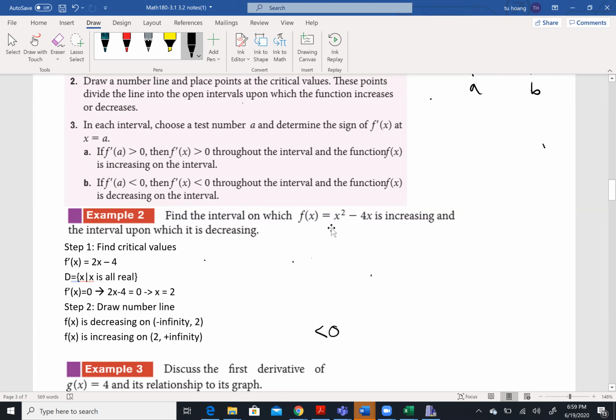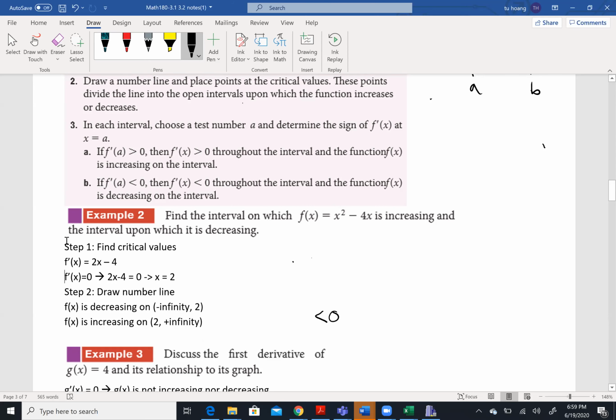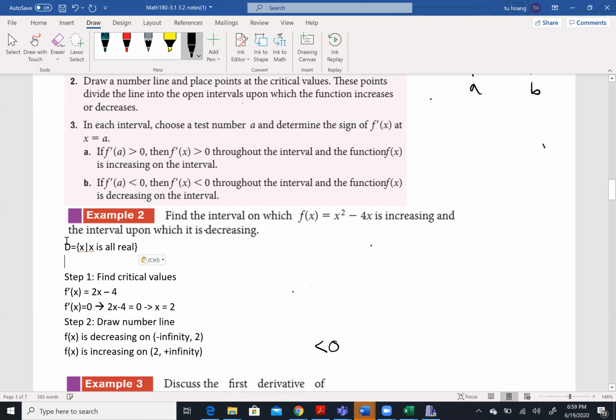Let's say find the interval on which f of x equals x squared minus 4x is increasing, and the interval on which it is decreasing. Okay. So step number 1, find critical values. In order to do that, you need to find f prime of x, which is 2x minus 4 in this case. You need to know that the domain here is all real numbers. The domain of f of x is all real numbers.